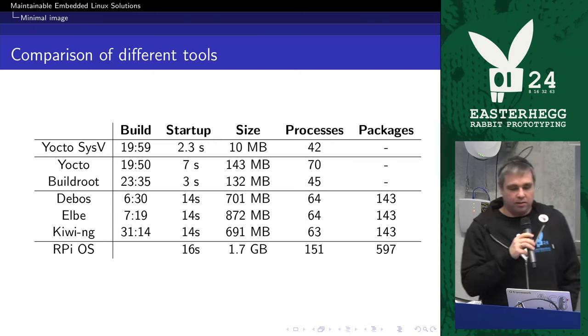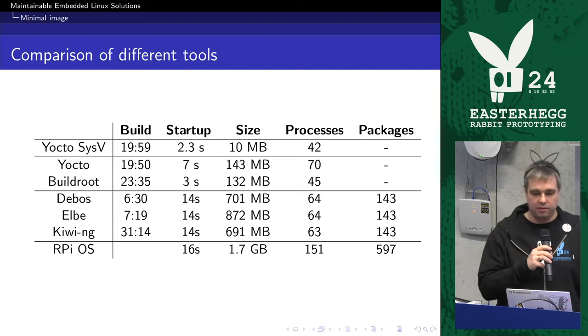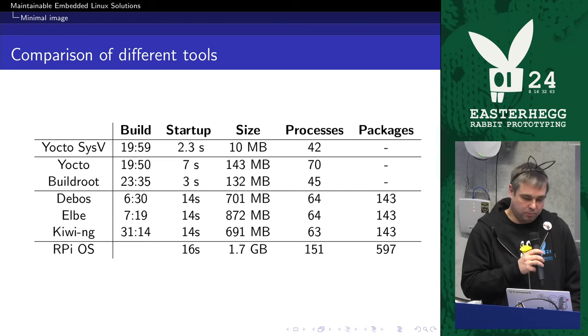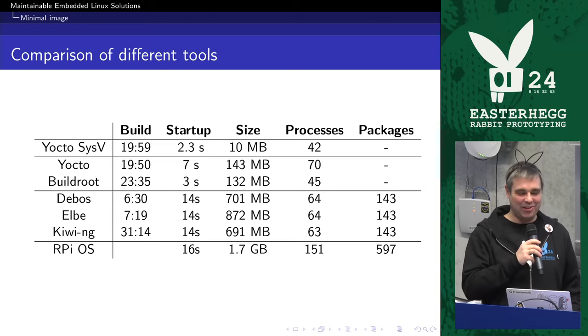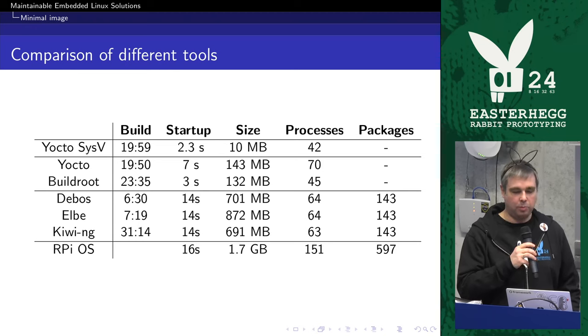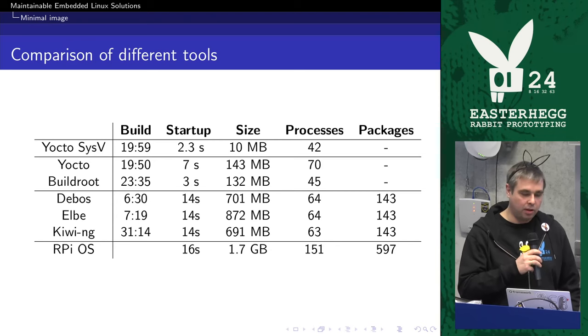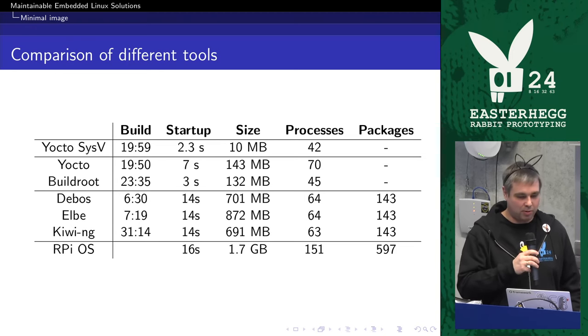Okay, then we have done some comparisons. So we have built these minimal images with all these tools and tried to find out some interesting figures and make some comparison. The first line I will explain later, so ignore it for the moment. For the build time, you see Yocto and Buildroot are both around 20 minutes for this minimal image. These tools require a little bit more for building, at least for the first time without a hot cache. It's clear because all the packages are built from source, so compilation is included, while the remix tools only install packages in the end.